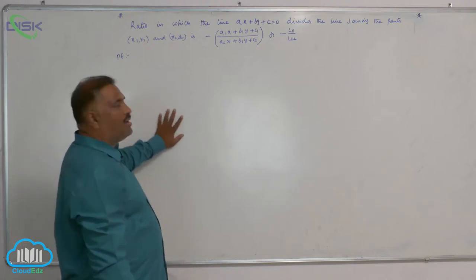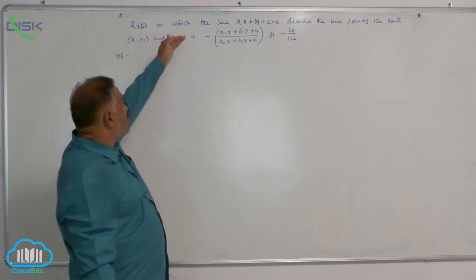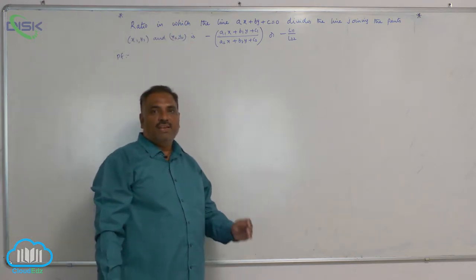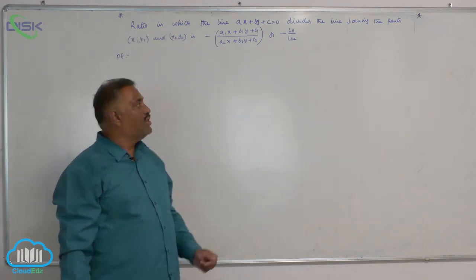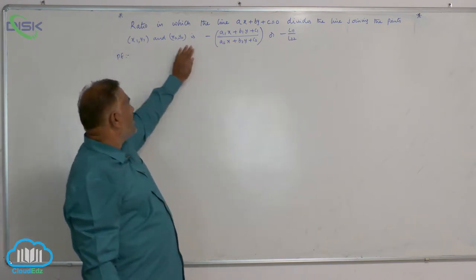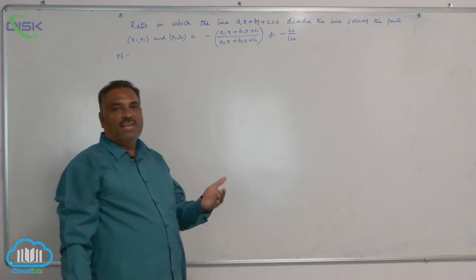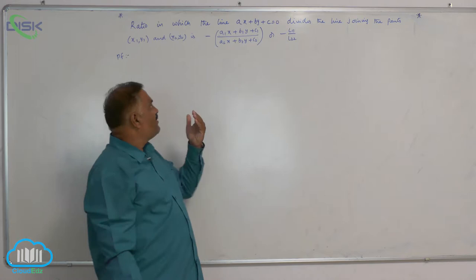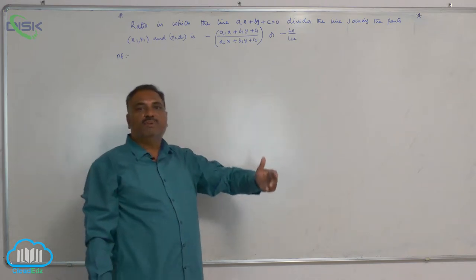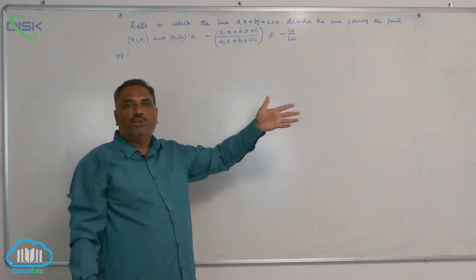Let us discuss an important result in the straight line chapter. The ratio in which the line ax plus by plus c equal to 0 divides the line joining the points (x1, y1) and (x2, y2) is given by minus of (a x1 plus b y1 plus c) divided by (a x2 plus b y2 plus c), or minus L11 by L22.